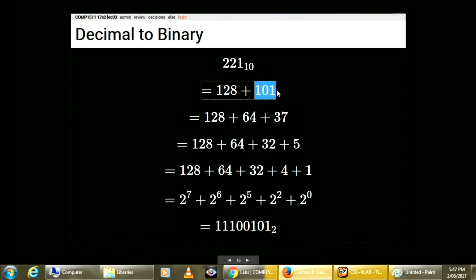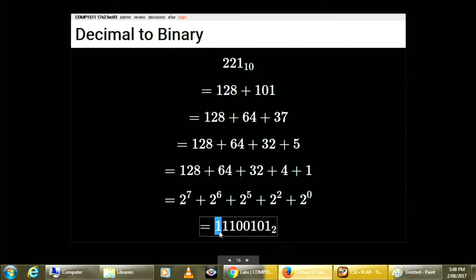And then we've got 101 left over. So then we take our 101, we subtract the next smallest power of 2, which gives us 64. So we know there's going to be 1 128, 1 64, and then the leftover part is 37. And we continue going along for each of the powers of 2. So I'll kind of draw them here.